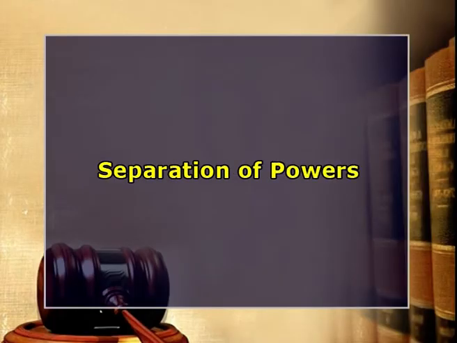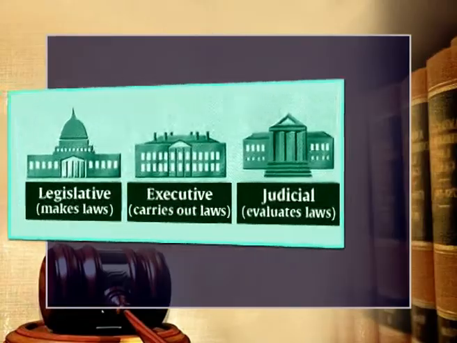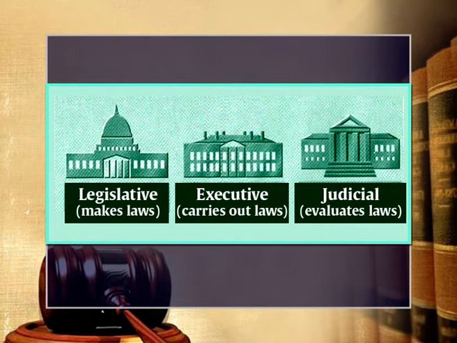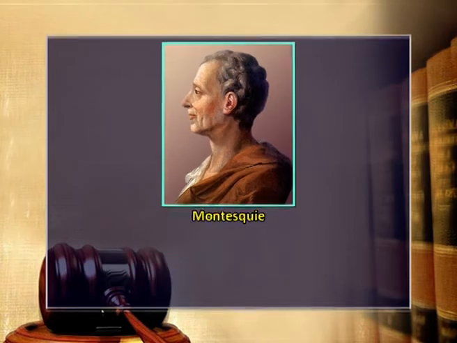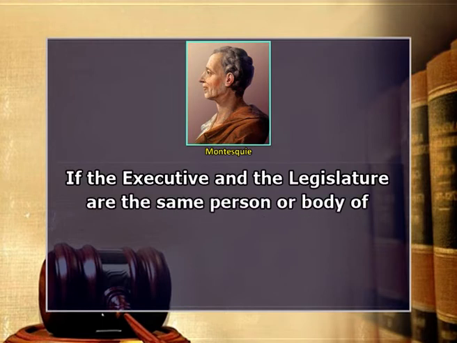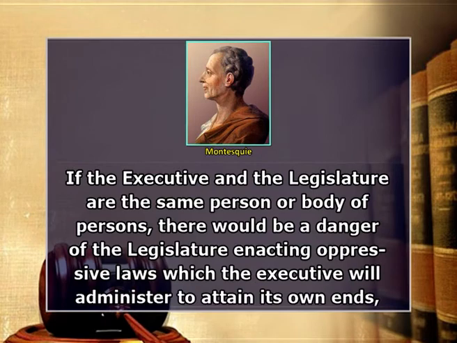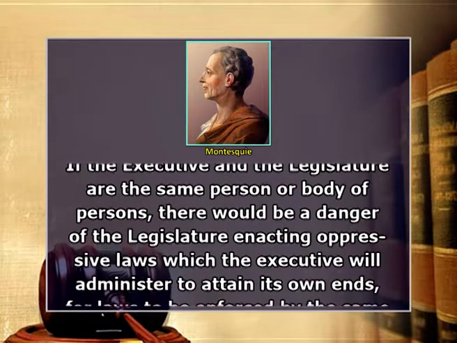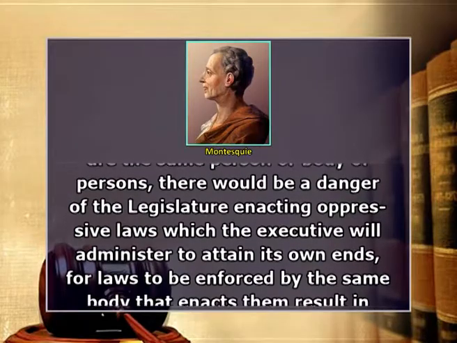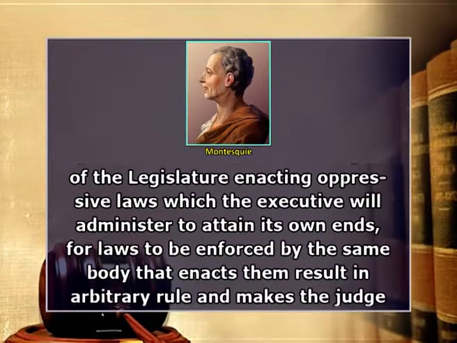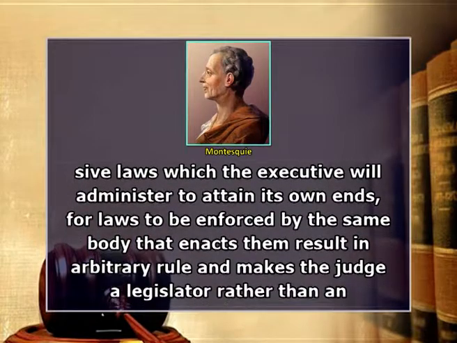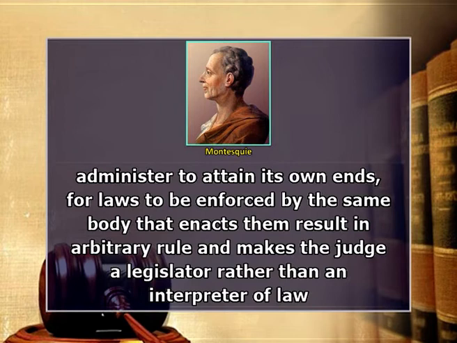Separation of powers. The doctrine of separation of powers deals with the mutual relations among the three organs of the government, namely legislature, executive, and judiciary. Montesquieu said that if the executive and the legislature are the same person or body of persons, there would be a danger of the legislature enacting oppressive laws which the executive will administer to attain its own ends. For laws to be enforced by the same body that enacts them results in arbitrary rule and makes the judge a legislator rather than an interpreter of law.